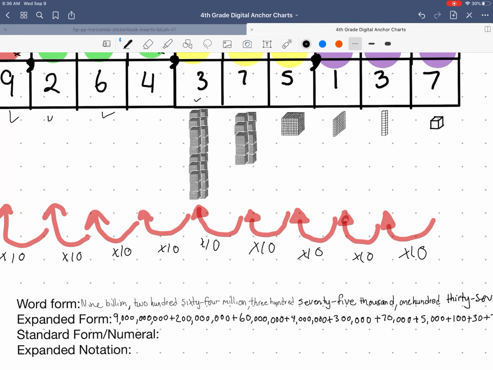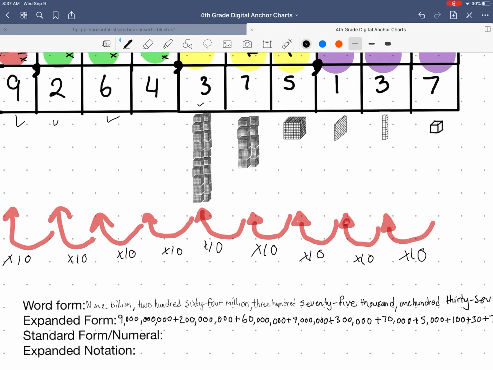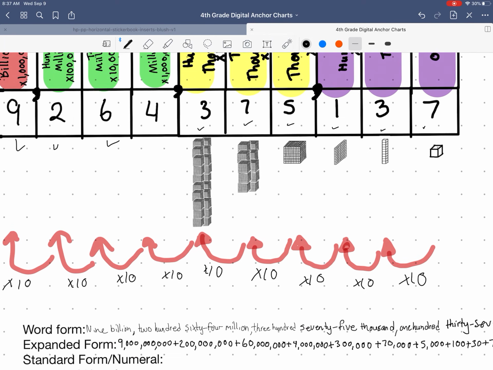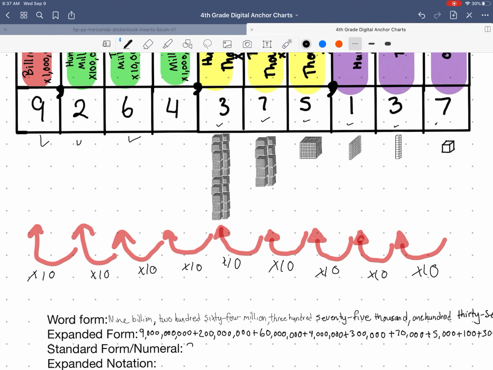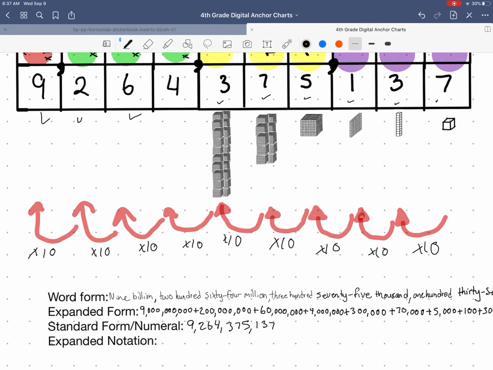Now, expanded standard form. Well, literally what we have to do, I'm just going to put this off. I already did those. Standard form is just free. Just write it directly from the place value chart. You should be fine. So it's 9,264,375,137. So I just copy straight from the place value chart.